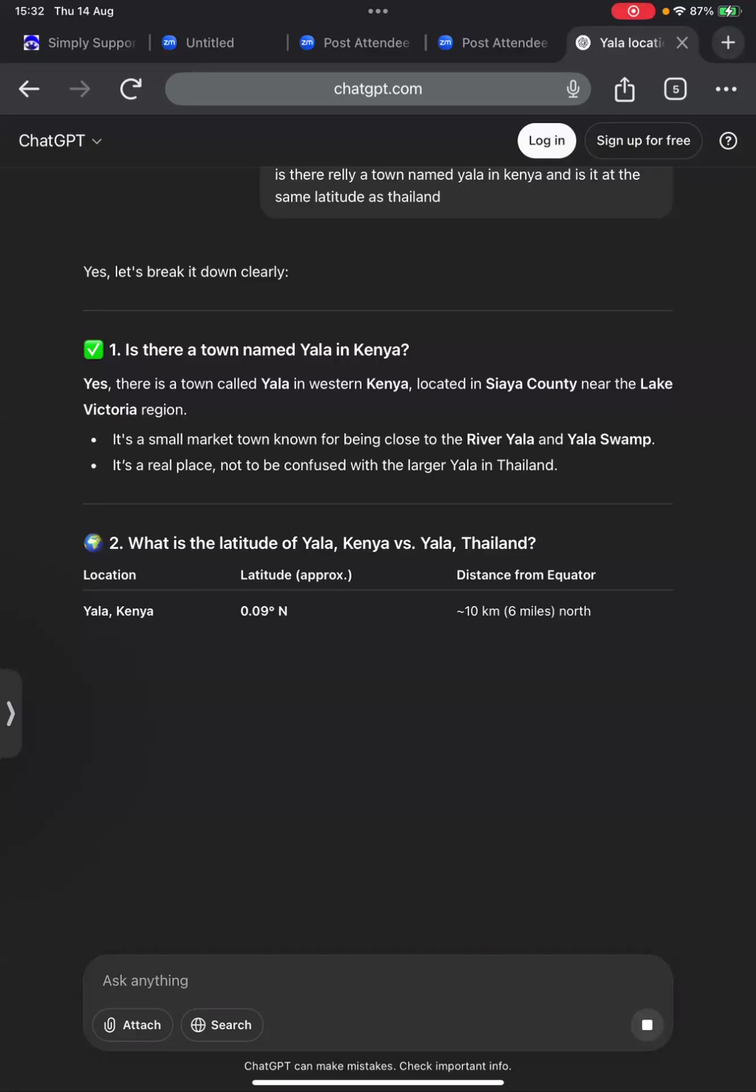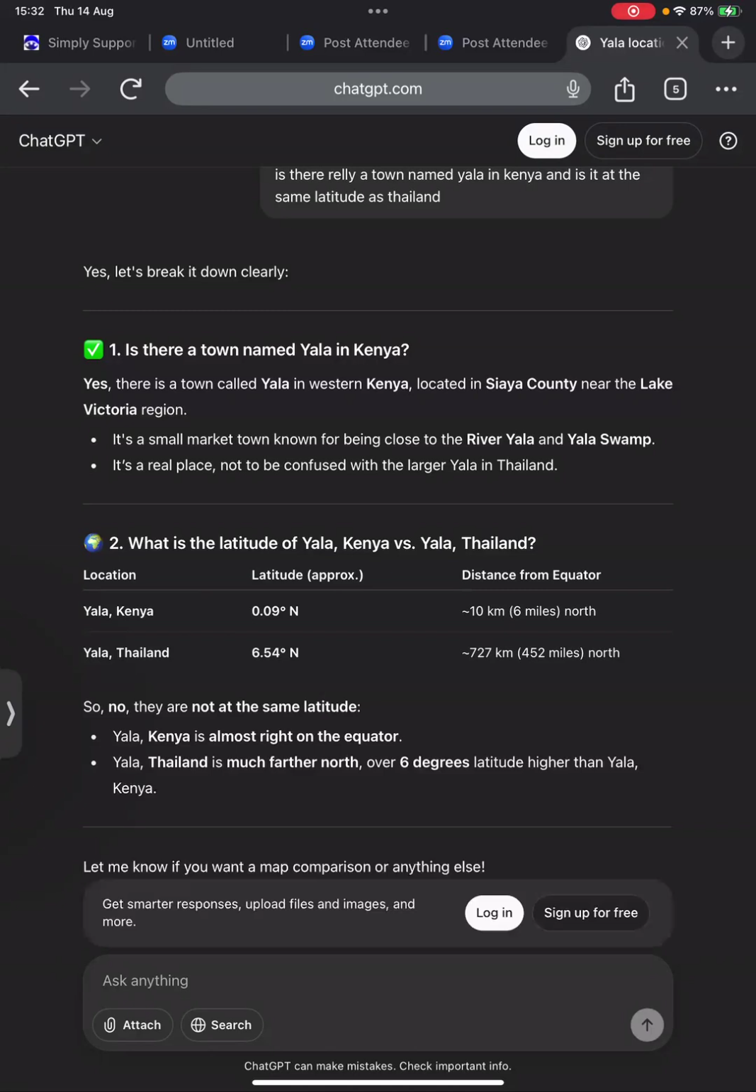Okay. Yes, let's break it down clearly. Oh my God. This is something new. Yes, there is a town called Yala in Western Kenya, located in Siaya County. Siaya County, I don't know that. Near the Lake Victoria region, it's a small market town known for being close to the River Yala and Yala Swamp. It's a real place, not to be confused with the larger Yala in Thailand. In Kenya, it's 0.09 north. Oh, okay, so it's not at the same latitude.